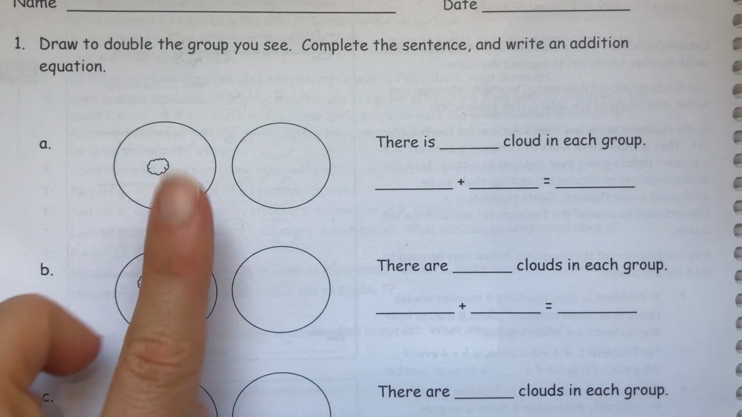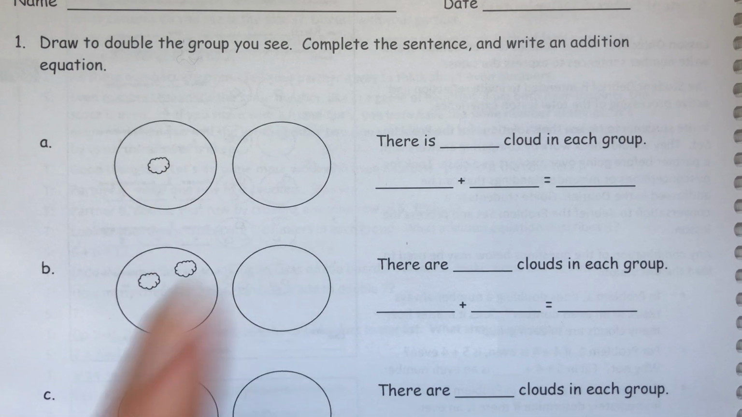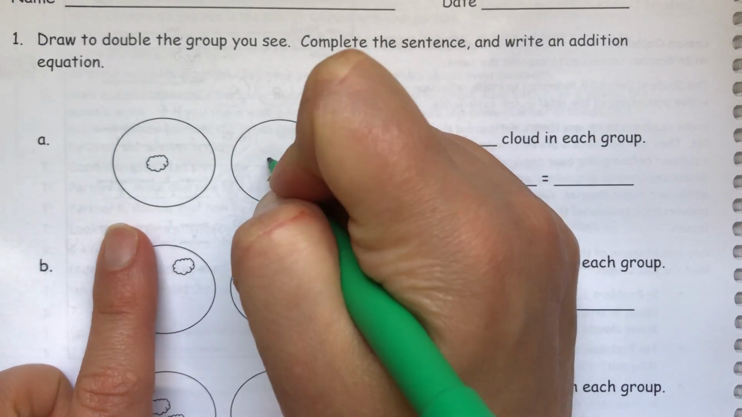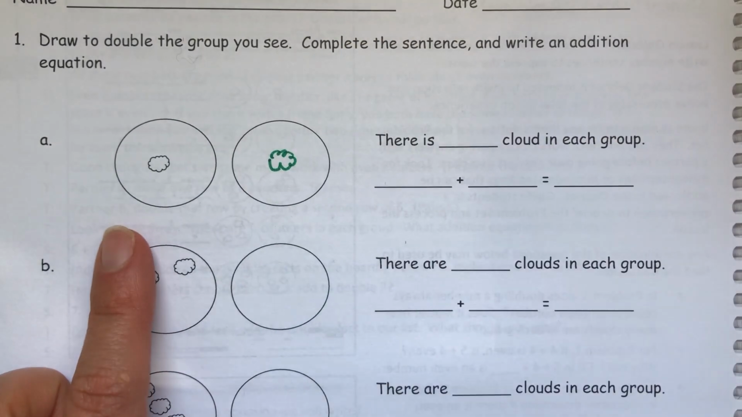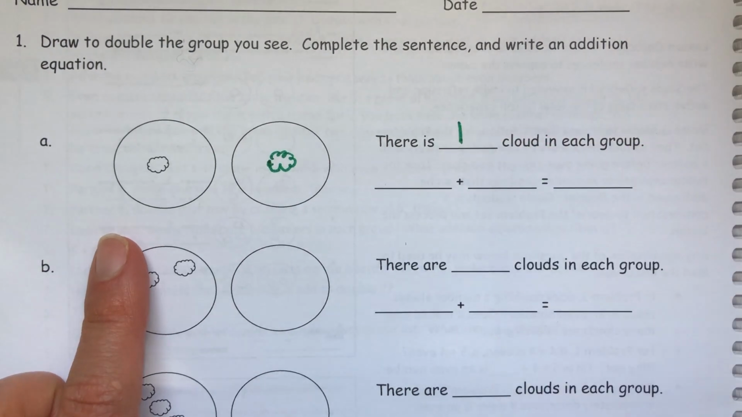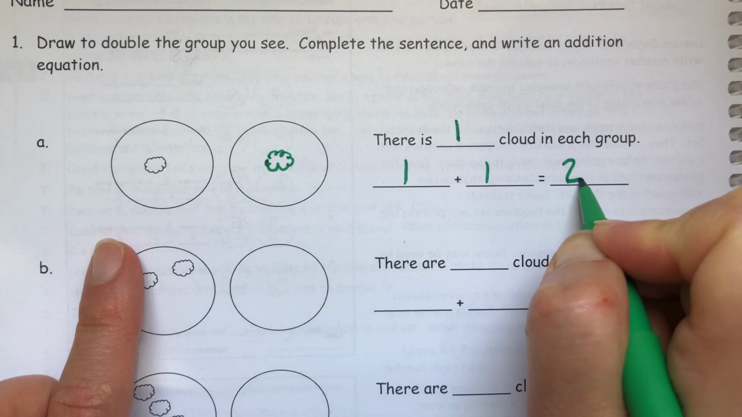And yes, they are clouds, sorry. So you're going to draw double the clouds you see. So if in A there's one cloud, I'm going to draw another little cloud in here. Okay, so now we have, there is one cloud in each group. 1 plus 1 equals 2.